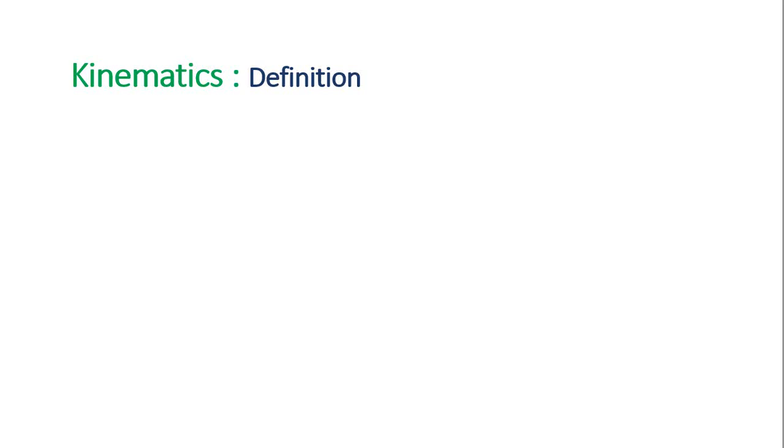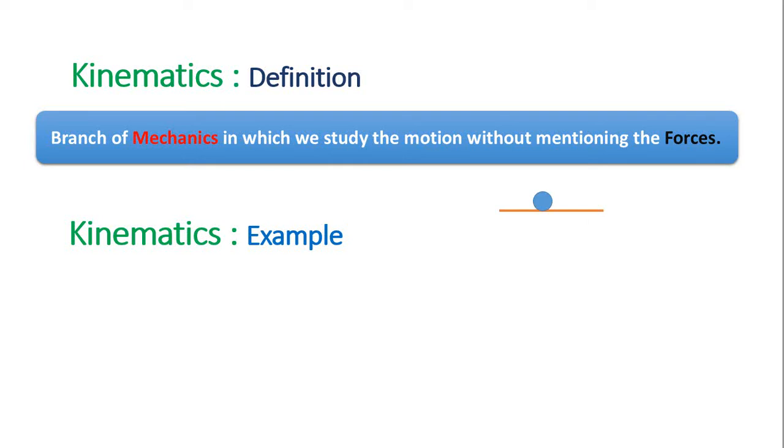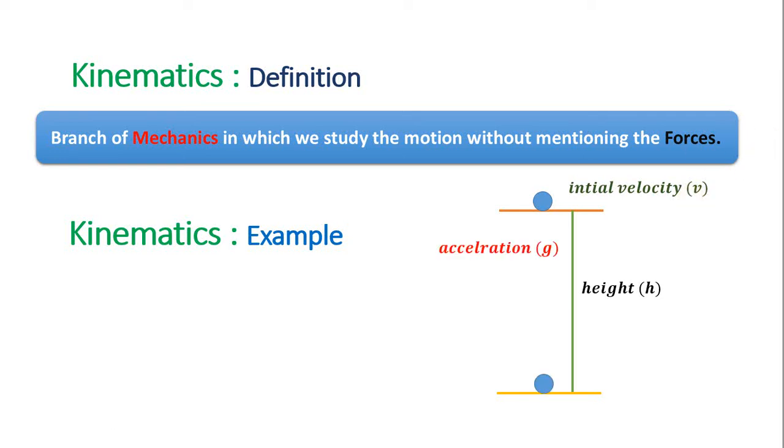So let's give you the definition and example of kinematics in detail. As we already said, kinematics is that branch of mechanics in which we deal with motion without mentioning the forces. Let's understand this with the help of an example. Consider an object resting on a certain platform, and that object falls through height h to the surface of the earth. The initial velocity of that object is, let's say, v, and the final velocity is u, and it falls with acceleration g, that is, the force of gravity produces this acceleration.